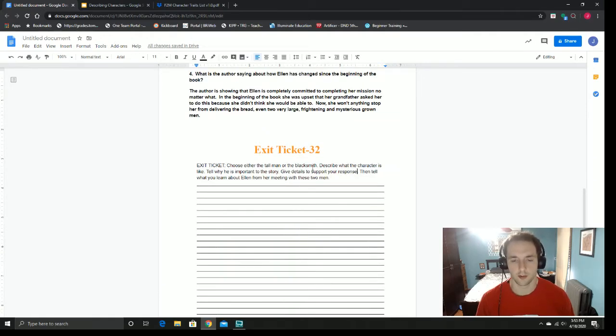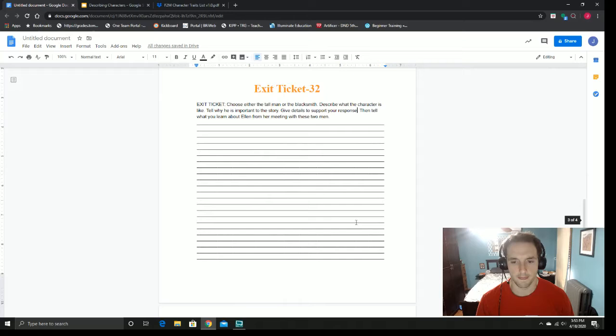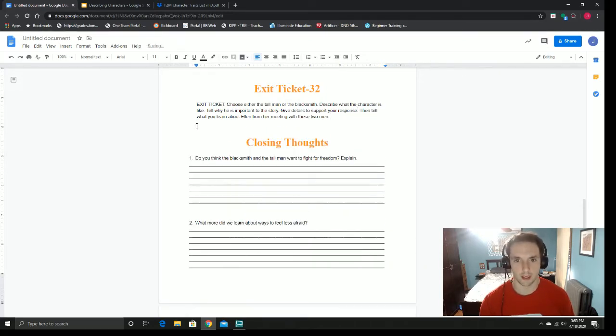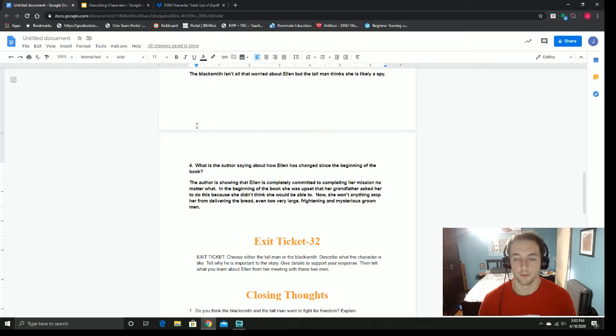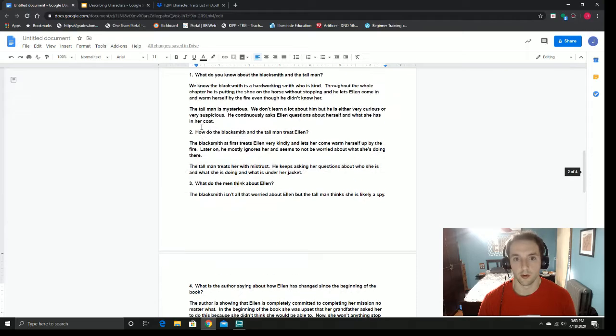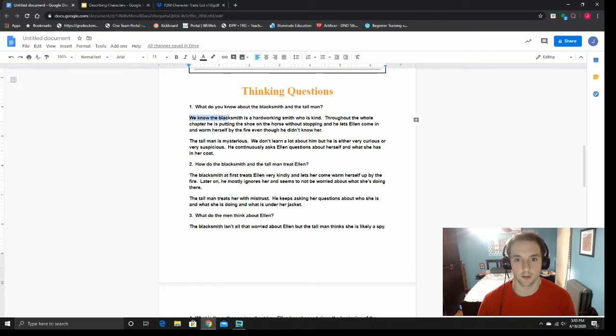So I'm going to start with the blacksmith, just like I did here. And again, I'm doing both. You don't have to do both. You only have to do one. Describe one. But I'm going to describe both separately so that you can check your response against mine, no matter who you did. So, right, we know the blacksmith is hardworking, kind.